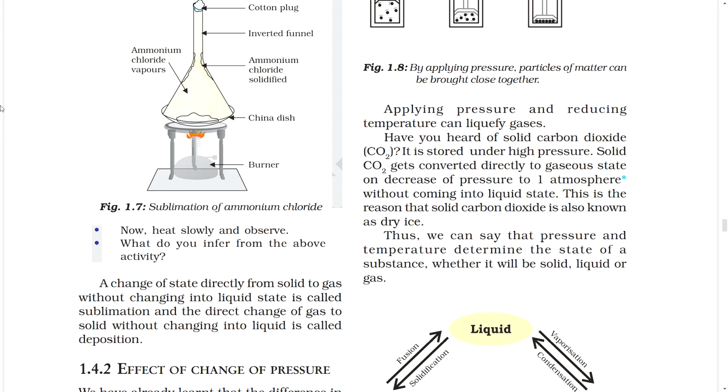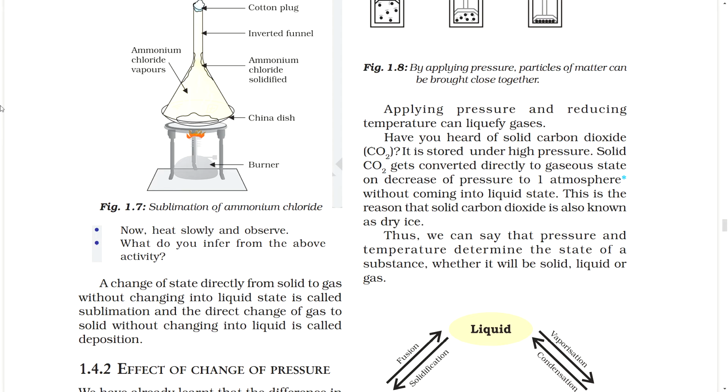Applying pressure and reducing temperature can liquefy gases. Have you heard of solid carbon dioxide, CO2? It is stored under high pressure. Solid CO2 gets converted directly to gaseous state on decrease of pressure to 1 atmosphere without coming into liquid state.